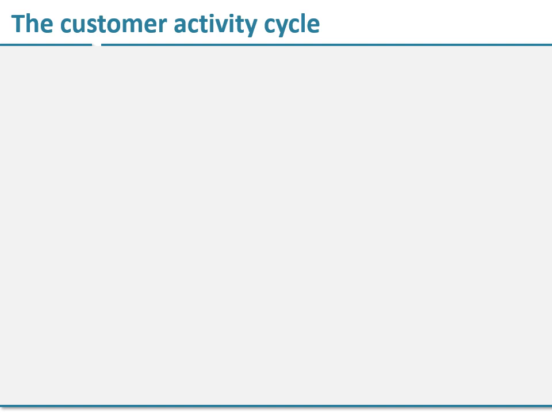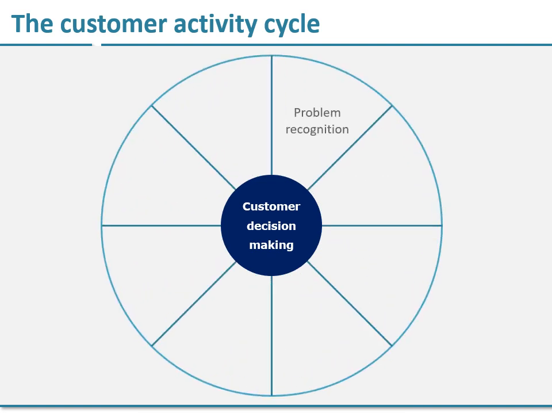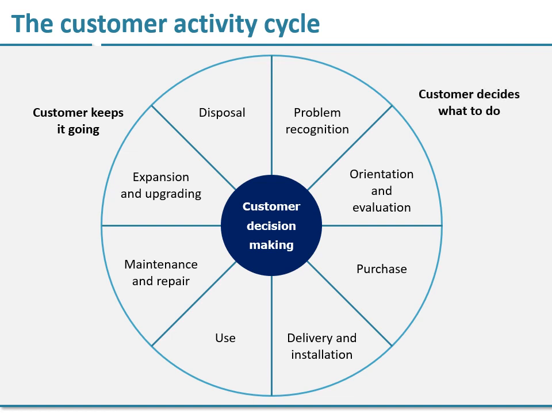Let us now look at the customer activity cycle. Customer decision making, problem recognition, orientation and evaluation, purchase, delivery and installation, use, maintenance and repair, expansion and upgrading, disposal. Customer keeps it going. Customer decides what to do. Customer does it.